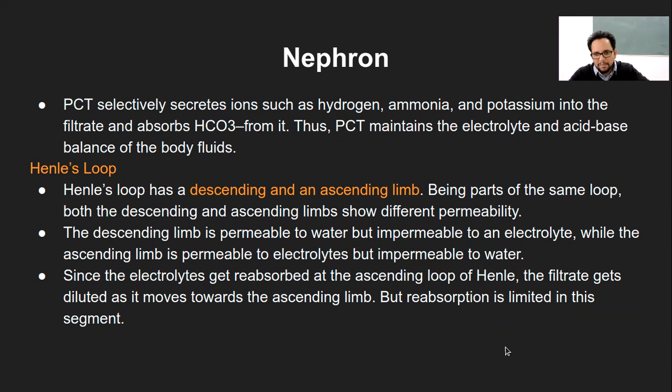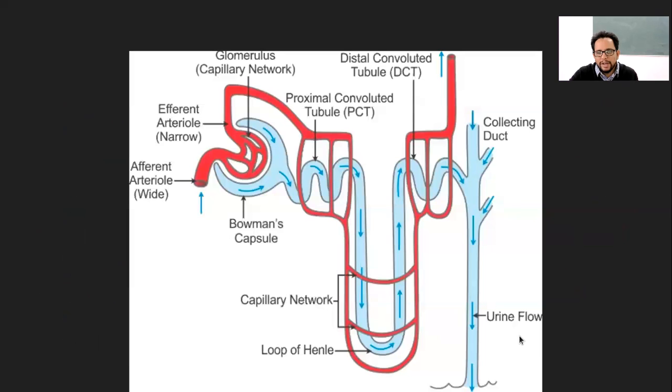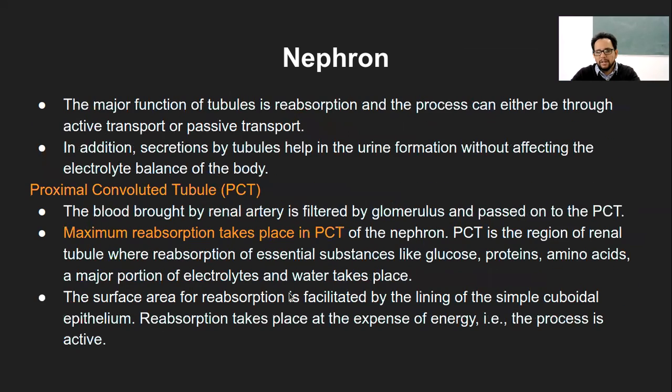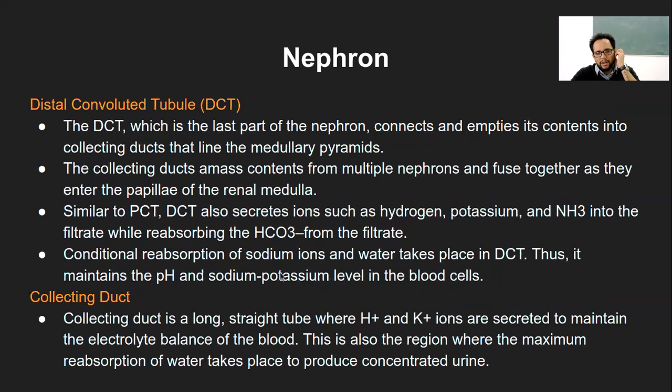In short, whenever maximum reabsorption happens here, a second, lower grade of reabsorption happens here. As we go further towards this collecting duct, the reabsorption goes on reducing and the secretion goes on increasing, right? So that is the general mechanism. For today we will stop here. Next class we will continue with the distal convoluted tubule and the collecting duct.